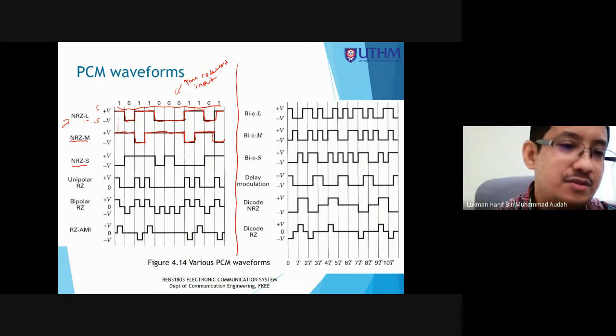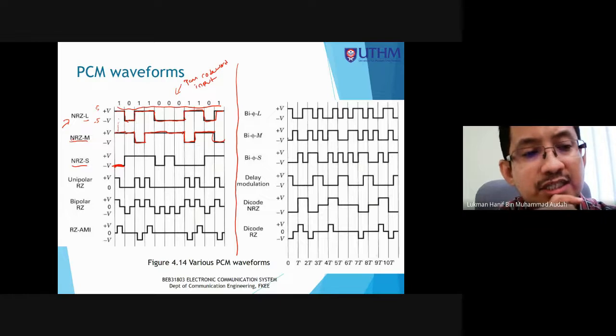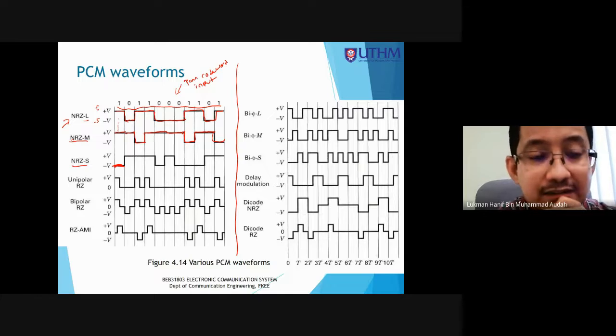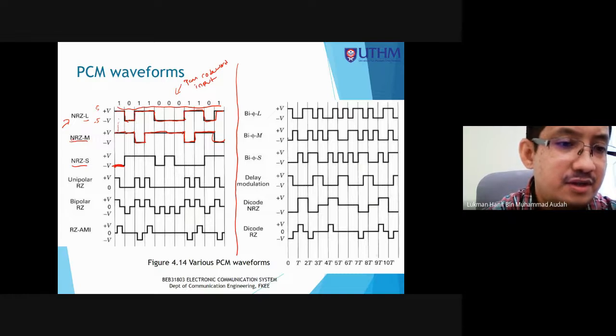Terbalik. Okay. So input logic 1, so starting point is, pelajar selalu bertanya, starting point kita nak start positif ke kita nak start negatif? Kalau tanya saya, tidak ada masalah. Tidak ada masalah you nak start dengan kosong atau you nak start dengan negatif ataupun positif, because this is the initial. Okay, so here initial is negative voltage. And then input logic 1, change polarity.